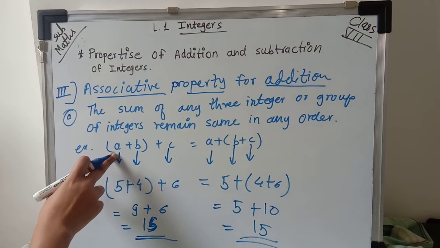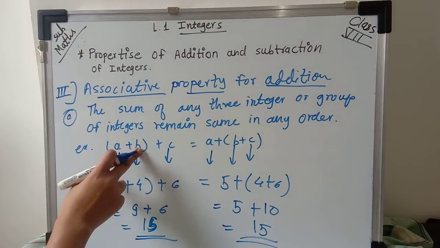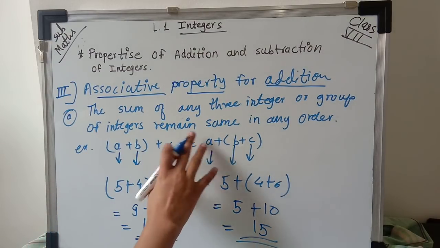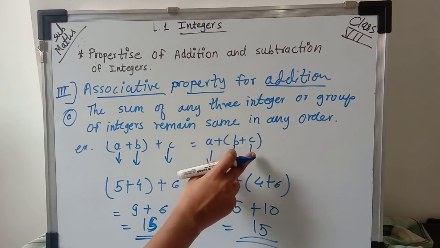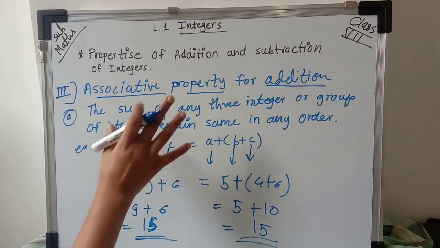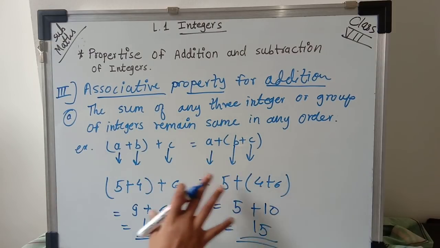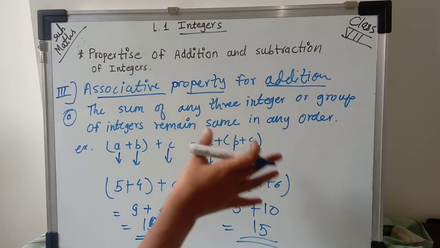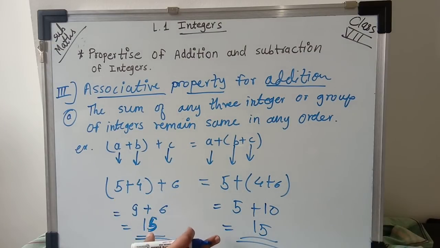Here we add first a plus b, but in the second, on the left hand side, we add in the bracket b plus c, but we got the same answer after changing their order, and that property is the associative property. Let's take one more example to understand it better.